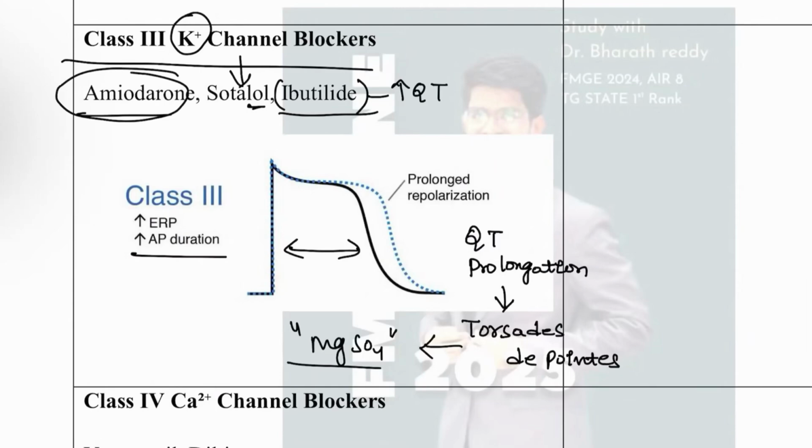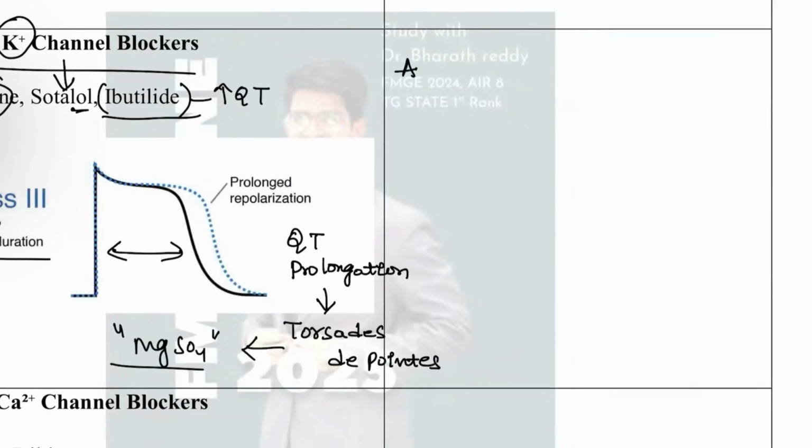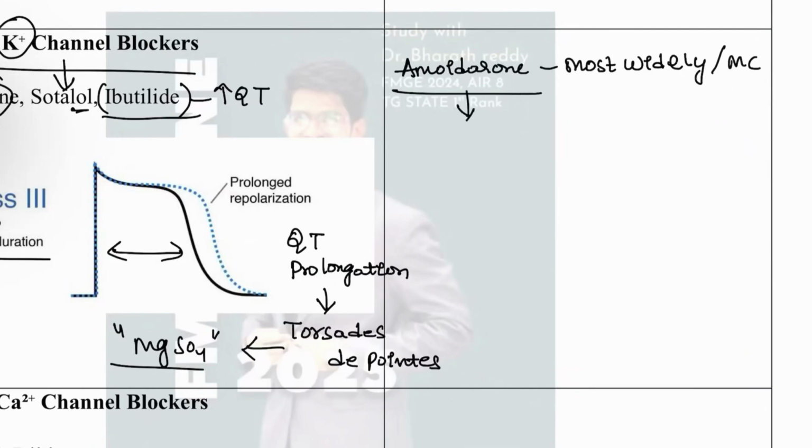And the best thing about amiodarone is that it is the most widely and commonly accepted drug for all kinds of arrhythmias. We can treat SVT, PSVT, AFib, heart blocks, anything, and we can give this drug, amiodarone. It is the most effective anti-arrhythmic drug, but it comes with side effects. What are those side effects?